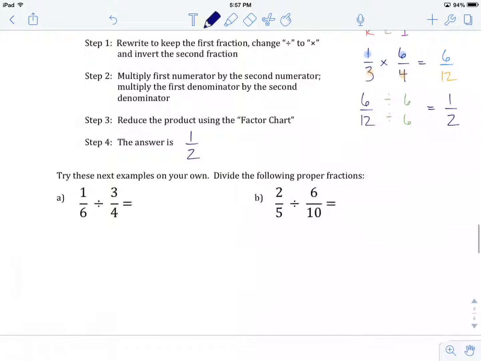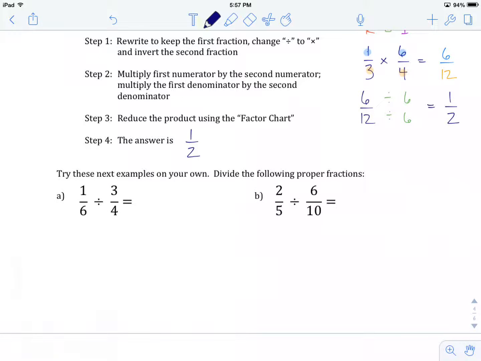What I'd like you to do now is hit pause in the video and give example A a try on your own. Again, remember, KCI, if we are dividing two fractions, we're going to keep the first fraction, change from division to multiplication, and invert the second fraction. So you give example A a try on your own. When you got it, come on back. We'll see how you did. All right, let's get a look.